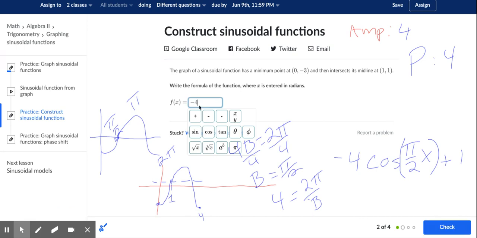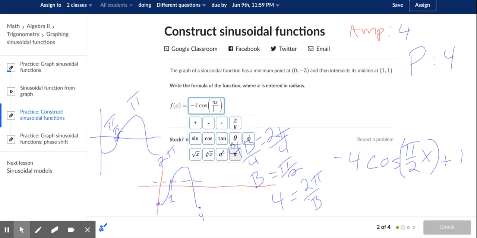So I'm going to put -4 cosine, pi x over 2, plus 1.